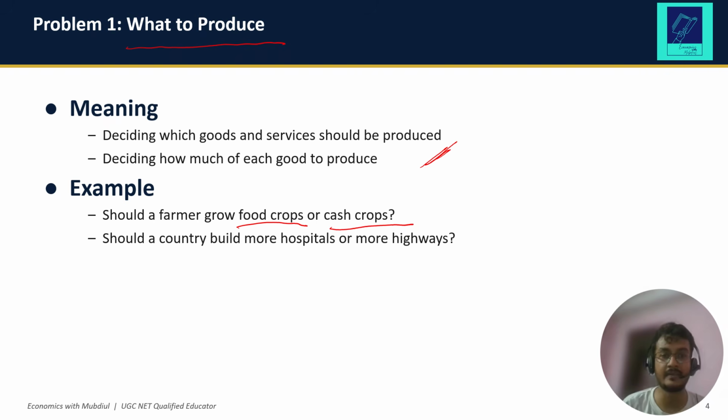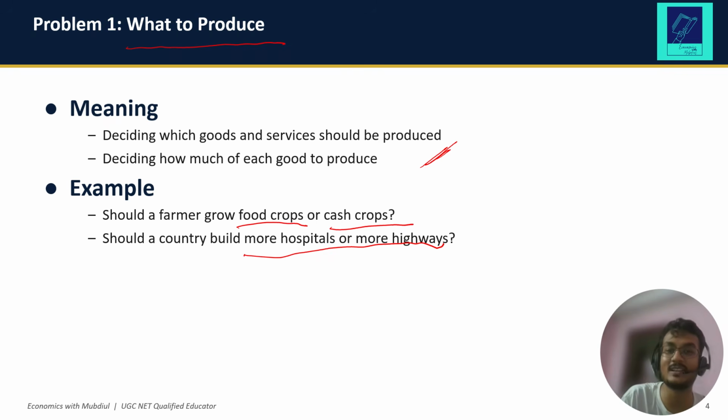Should a country build more hospitals or more highways? The health department says we need more hospitals. The transport department says we need better highways. Now here is the interesting thing. Both of them are correct. Hospitals are important, but highways are also important. A hospital can save lives, but roads connect villages and cities. Roads allow businesses to transport goods. Farmers can take products to market. People can travel to workplaces, and ironically, you will also need roads to reach a hospital.